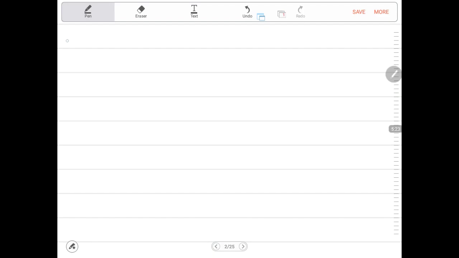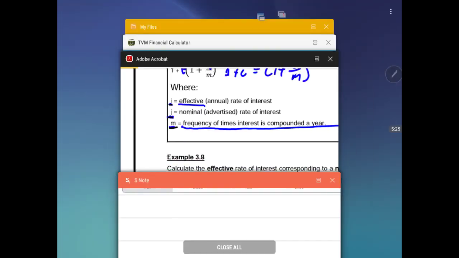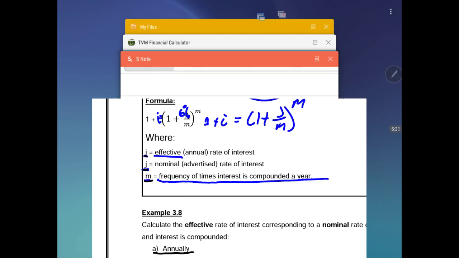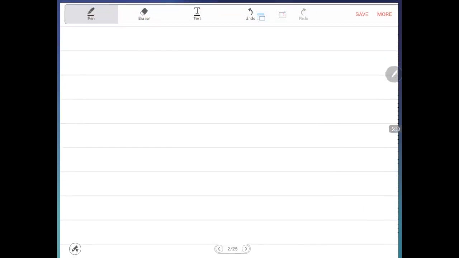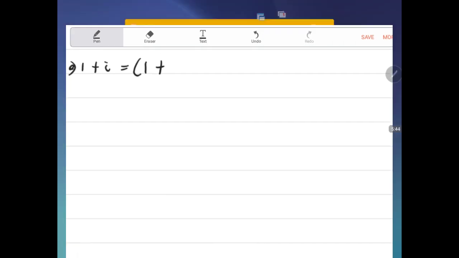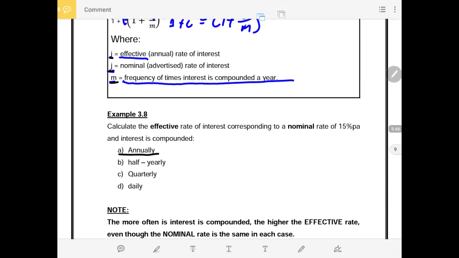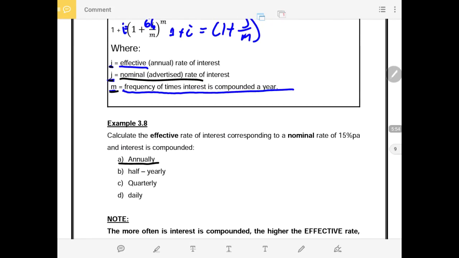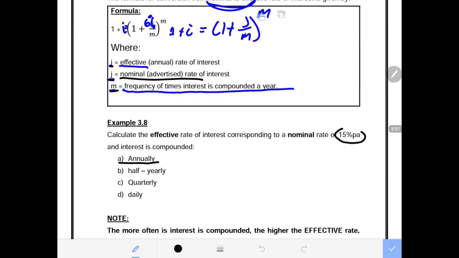Then we say the first scenario: if the interest is compounded once a year, meaning compounded annually, what does the formula say? The formula says 1 plus I equals 1 plus J. Remember, we were told that J is the nominal rate of interest, which is the advertised rate of interest. And in this scenario, that is our 15%.